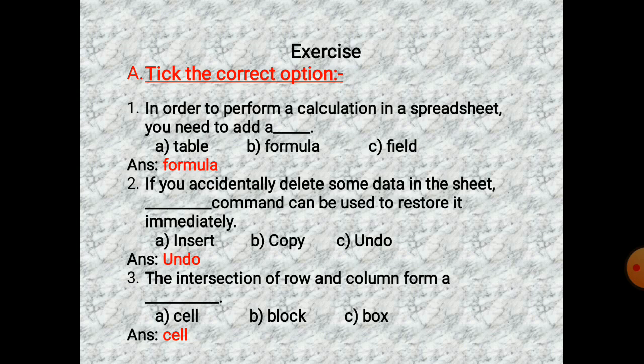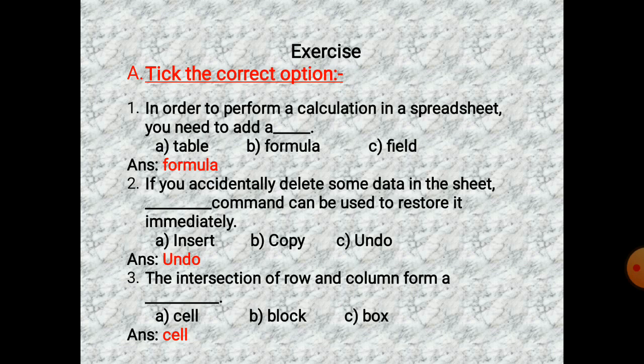Now the second one, if you accidentally delete some data in the sheet, dash command can be used to restore it immediately. The options are insert, copy and undo. Student, the answer will be undo because with the help of undo command only you can restore the deleted data immediately. The intersection of row and column form a dash. The options are cell, block and box.